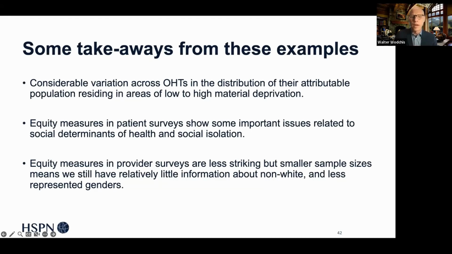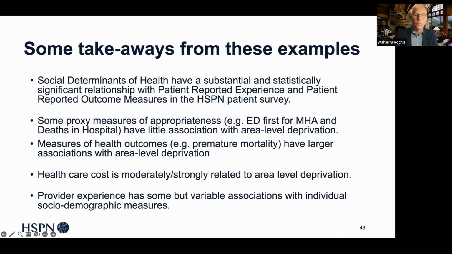The equity measures in the provider surveys are a little less striking, but smaller sample sizes means we still have relatively little information. And so I'd encourage us to continue to pursue this. And within OHTs, we are happy to support your provider survey through the online tool that we have made available through REDCap as well. So it is a secure environment. And we have ways on our website that you can go in and look at the provider and patient surveys and think about how you can collect that information individually.